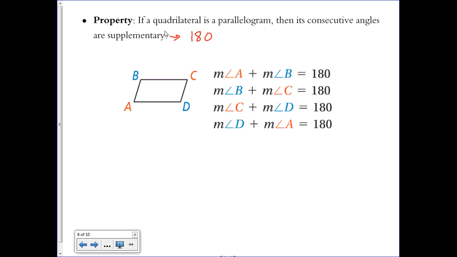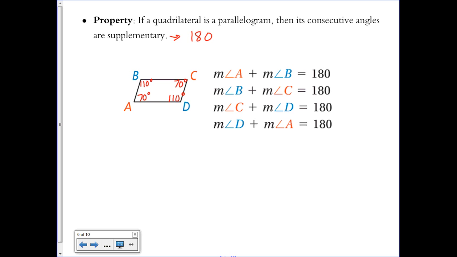Or you could do angle B plus angle C. That must also be 180. So any pair of consecutive angles in a parallelogram will add up to 180. So if you know that this is 70 degrees, you actually know all of the other angles in this figure. This would have to be 110 because consecutive angles are supplementary. Now B is also consecutive with C, and since those have to be supplementary, that means that this one is 70. And that would mean that this one is 110.